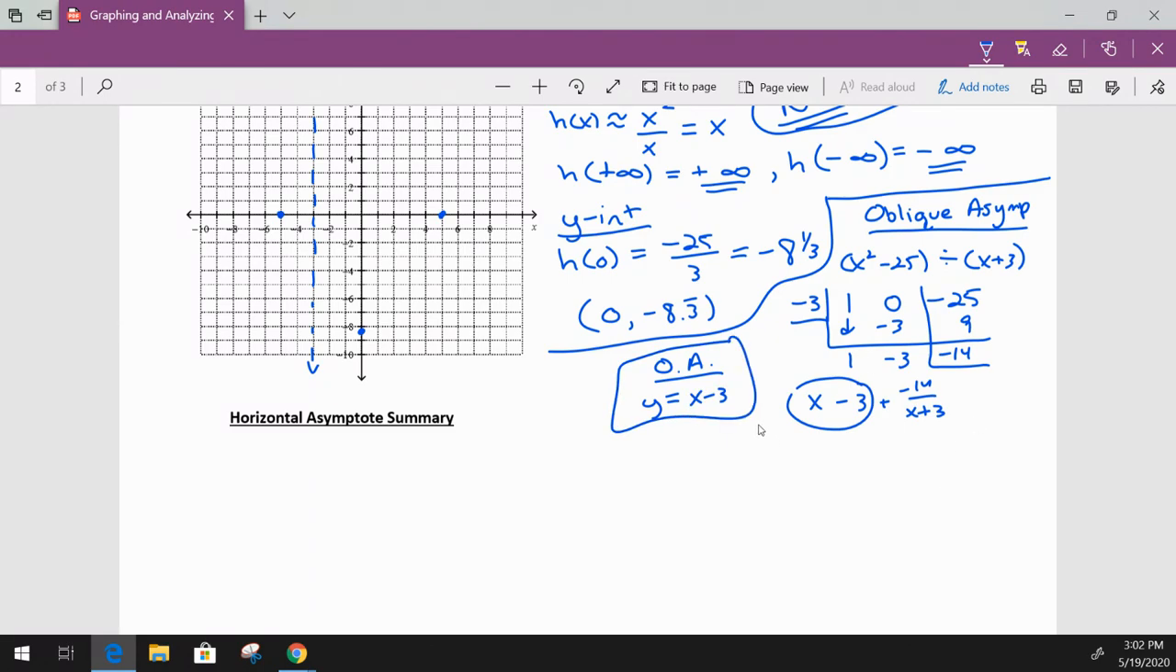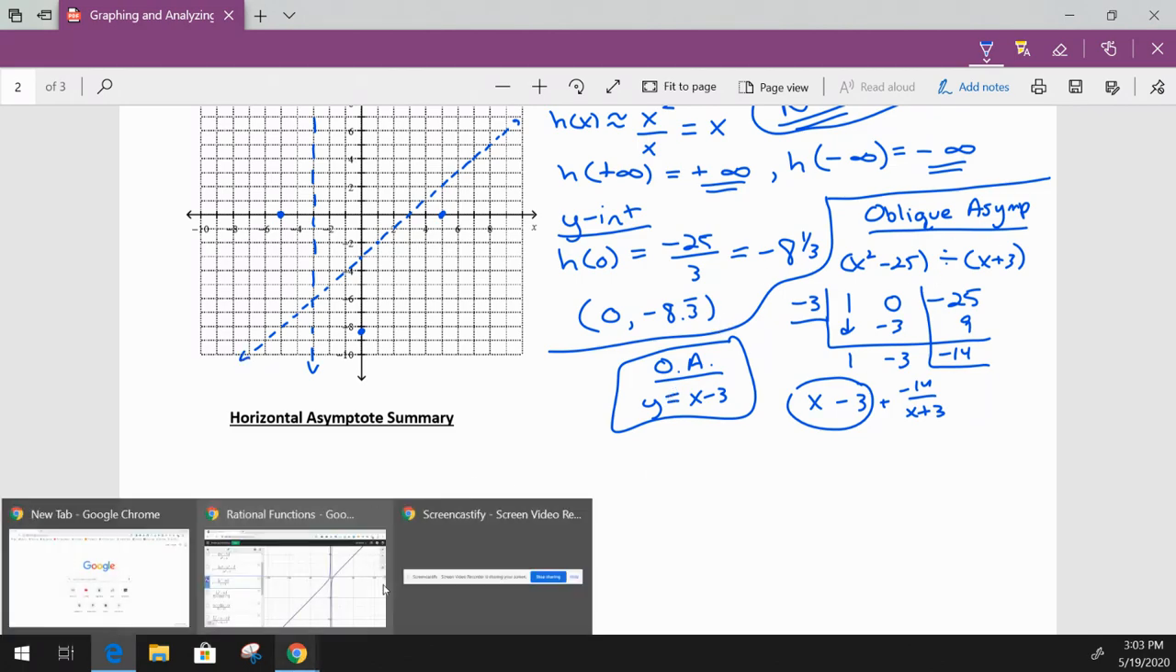So x minus 3 has a y-intercept of negative 3 and a slope of 1. If I were to graph that, and this is, again, an asymptote, so we want to make it a dotted line, not a solid line, it would basically run right along that graph.